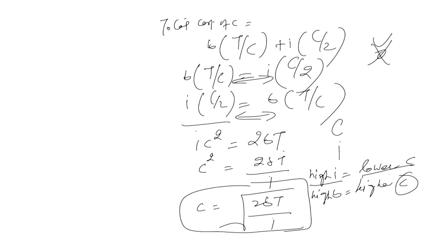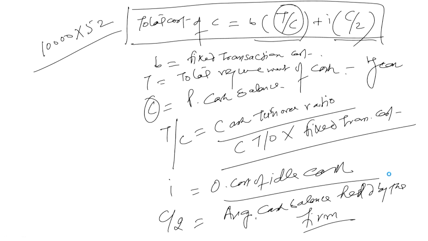There is a direct relationship between B and C, but there is an inverse relationship between I and C, because obviously if the opportunity cost is high you should keep a lower amount of cash. So both are moving in opposite directions. On the other side, if the transaction cost is high, you have to keep a high amount of cash, and in this case we have a relationship something like this.